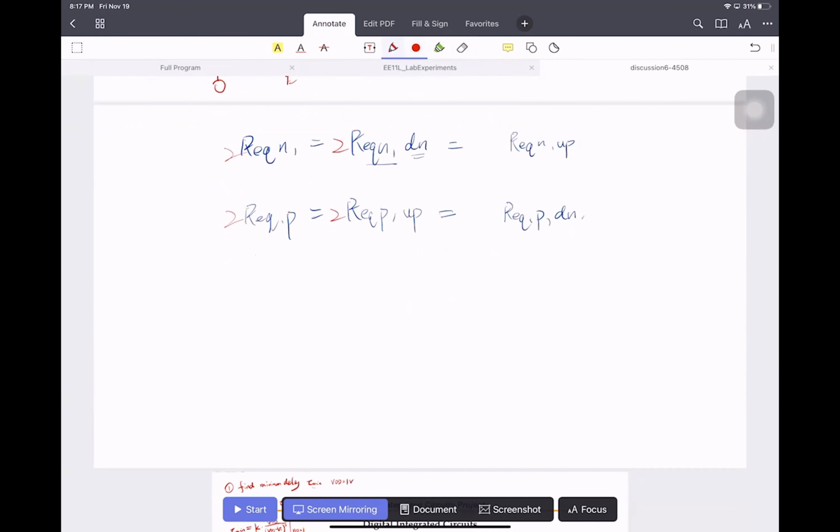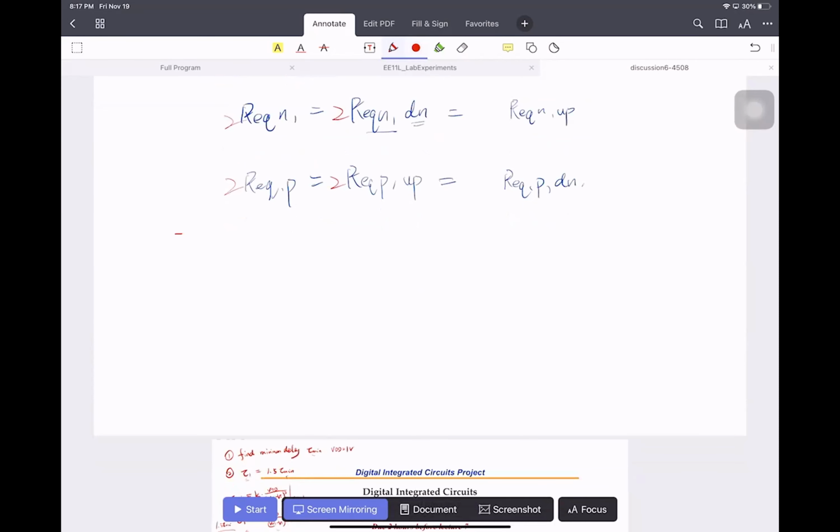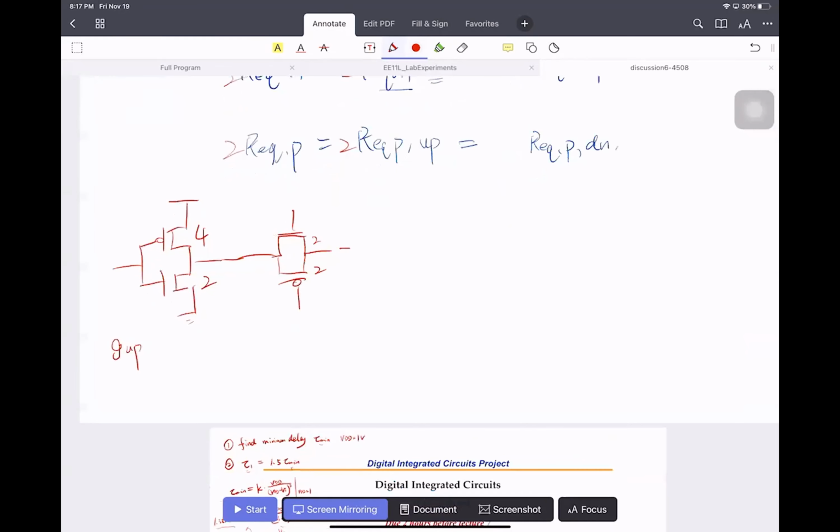So now let's look at our original circuit. This is the one. Here's 4, here's 2, and you have a transmission gate. There are 2 and 2. Now we're going to calculate the logic effort and parasitic delay of the circuit. Let's just take the pulling up as an example. So let's see G up, the logic effort of pulling up.